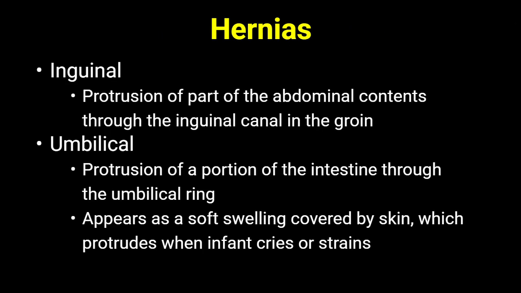Hernias are common congenital conditions in children and occur when a portion of the intestine or other abdominal contents protrudes through a weakness in the abdominal wall. The 2 most common types are inguinal and umbilical hernias. An inguinal hernia occurs when abdominal contents protrude through the inguinal canal in the groin. It is more common in boys, especially premature infants, and may appear as a bulge in the groin or scrotum that becomes more noticeable when the infant cries or strains.